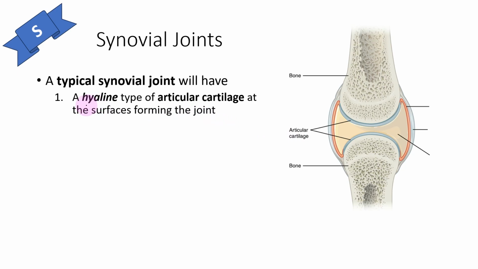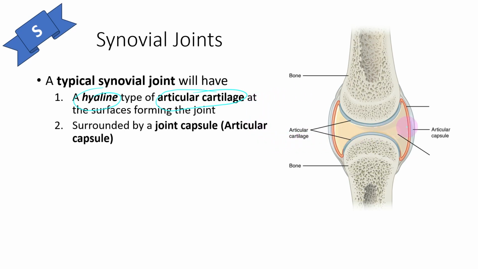A synovial joint will have a hyaline type of articular cartilage at the surfaces forming the joint. So you can see here, this is one bone, this is another bone, and between that you are seeing an articular cartilage. This coating is called the articular cartilage, and that cartilage is a hyaline variety of cartilage. So that is one of the features of a typical synovial joint.